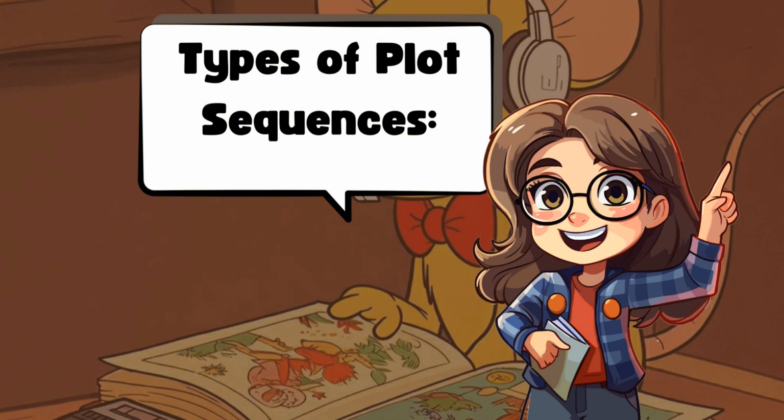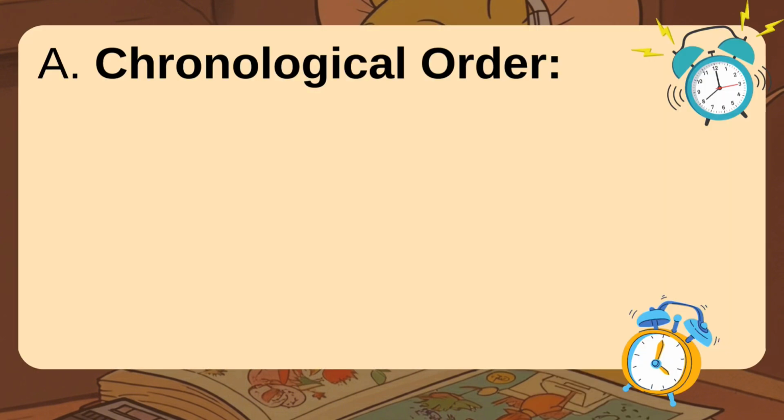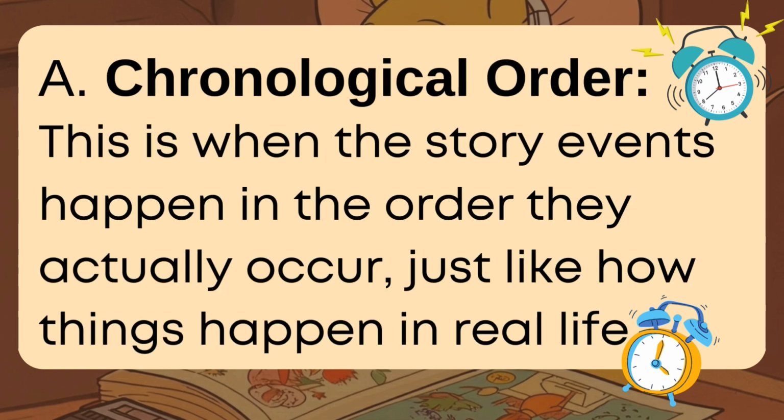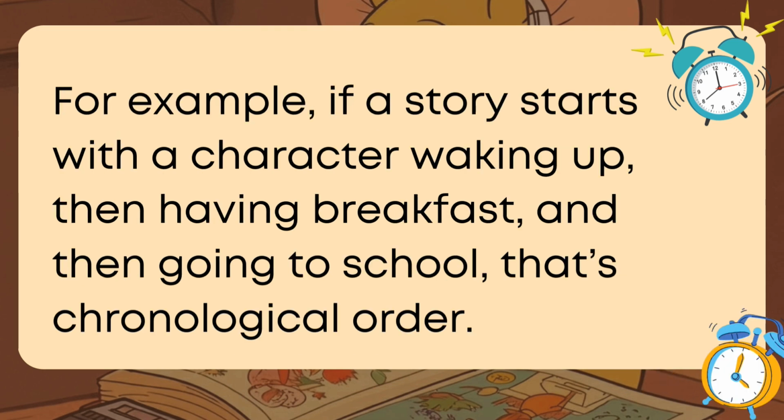So, there are types of plot sequences. First is the chronological order. When we say chronological order, this is when the story events happen in the order they actually occur, just like how things happen in real life. For example, if a story starts with a character waking up, then having breakfast, and then going to school, that's chronological order.